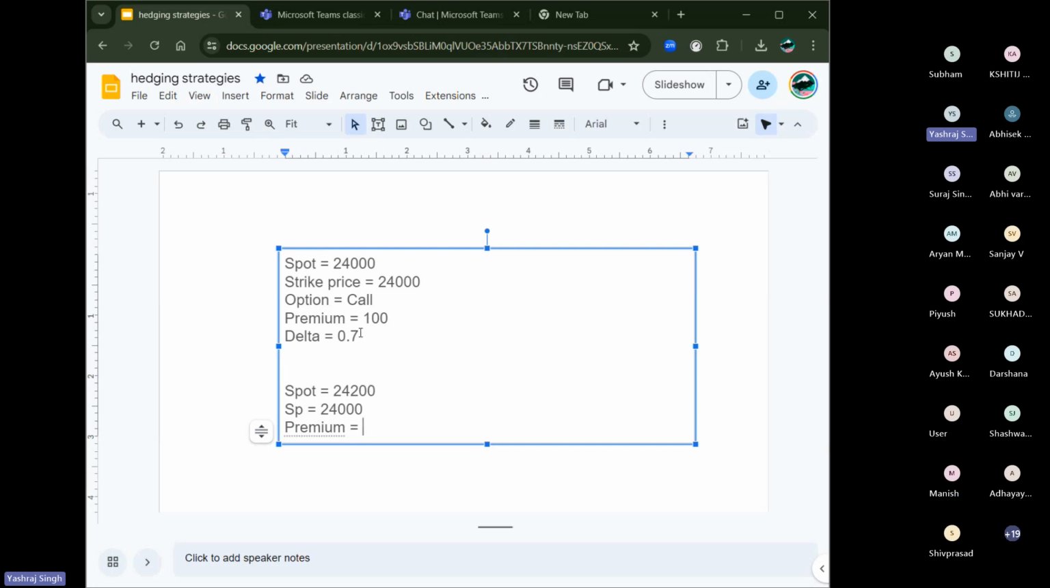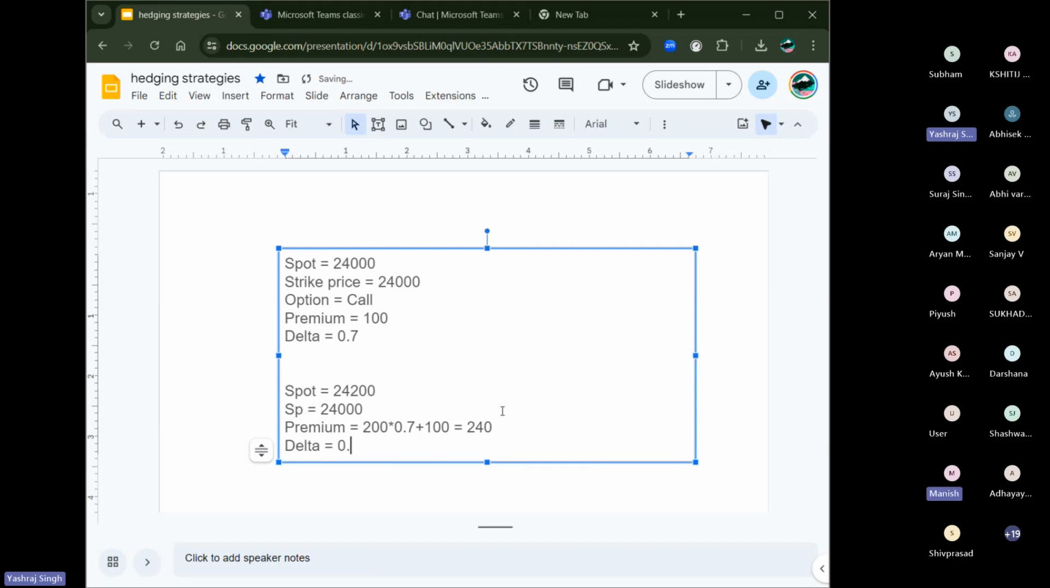So because the delta is 0.7, the part which increased is 200 multiplied by 0.7, plus the earlier call option premium. That will be 240. This is how the relationship of delta can be understood. Now, delta also will change here, because now we are deep in the money. So somewhere around, let's say, 0.85 will be the delta. This is an imaginary number, but close to reality.